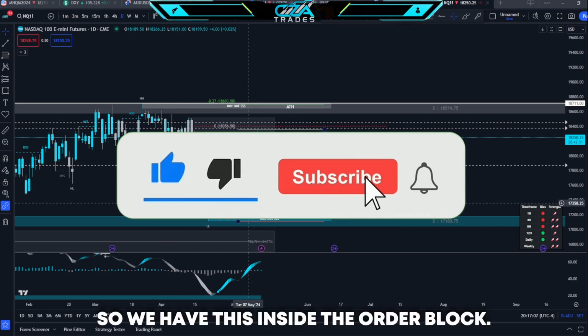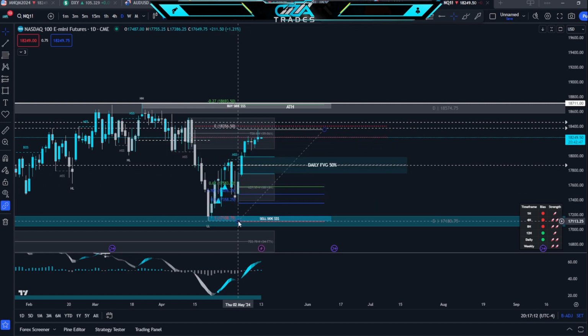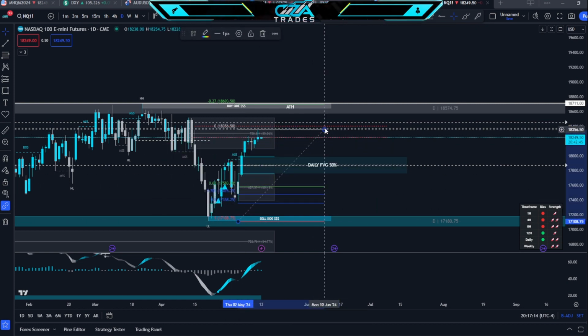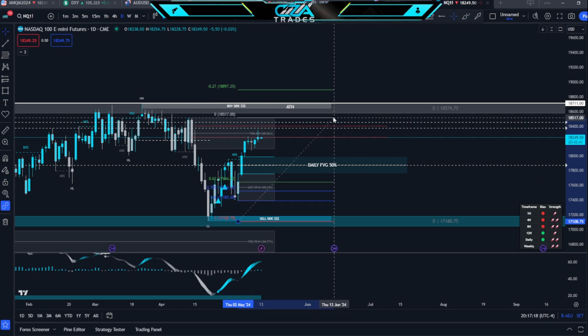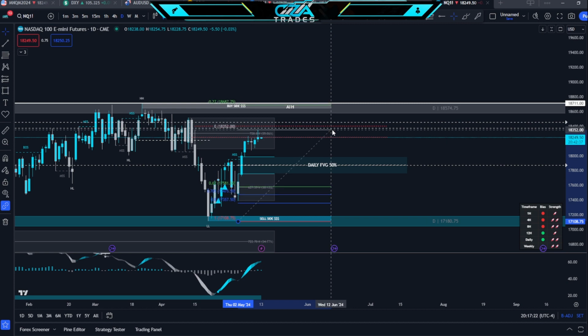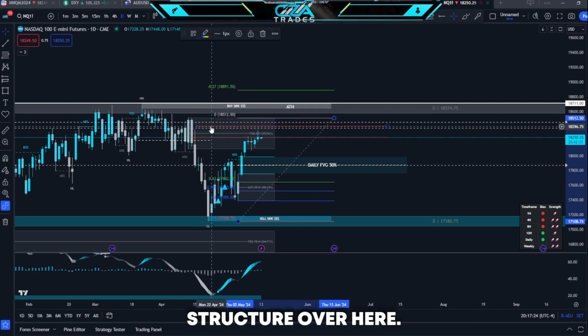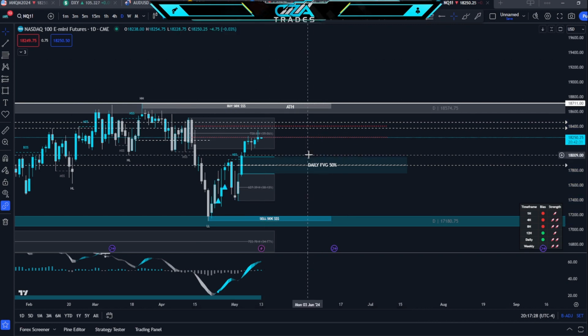So we have this inside the order block. This might actually go a little bit further up here. In order for this, it might go up here, 0.8. Yeah, we might see it at this market structure over here. But we'll see how the price action plays out.